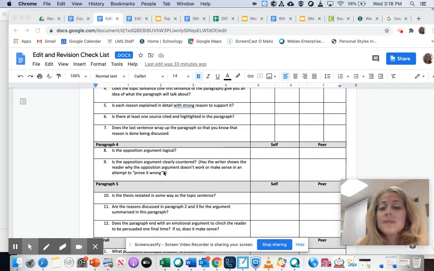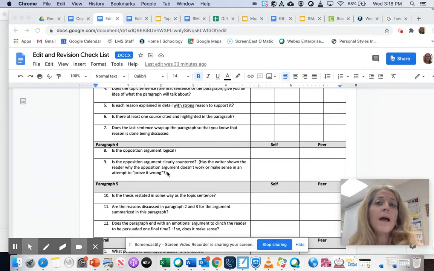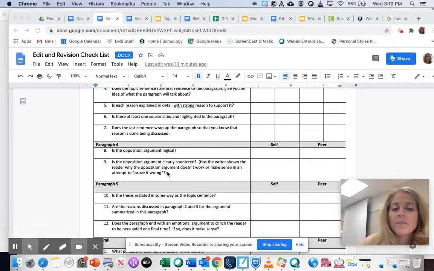Now we have the opposition. Is the opposition argument logical? And is your opposition argument clearly countered? Do you have your counter argument? Or are you just like, you might think that such and such, but you're wrong? If that's all you're saying, that's not really a good counter argument. So you might want to rethink that.